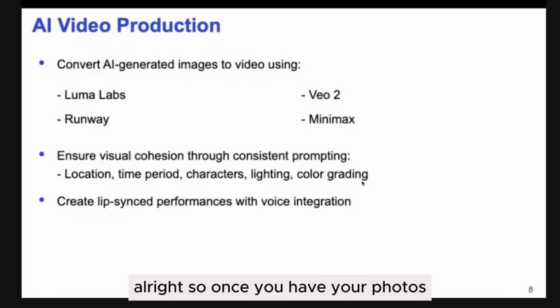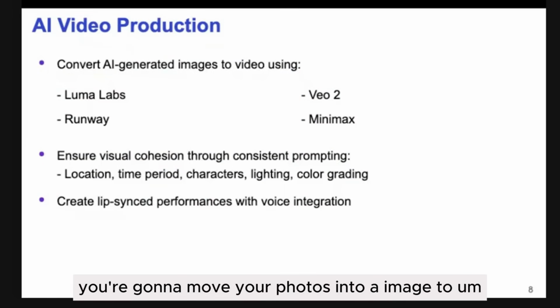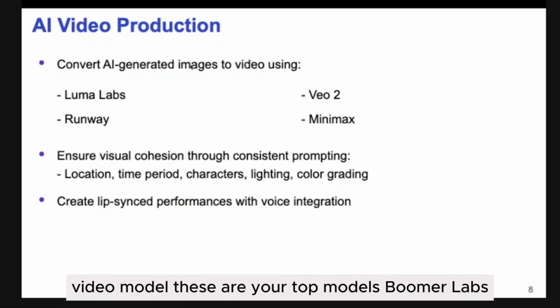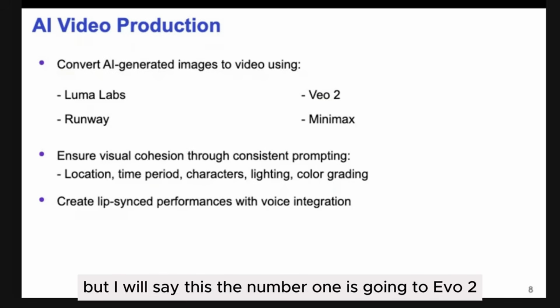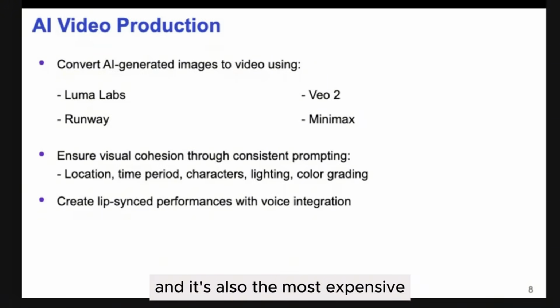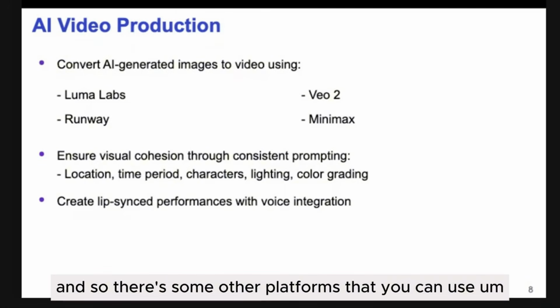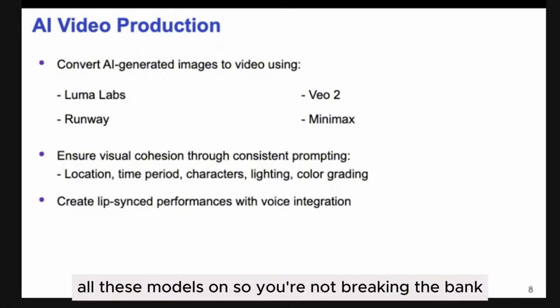Right. So once you have your photos, you're going to move your photos into an image to video model. These are your top models: ElevenLabs, Runway, VO2, Minimax. And so some of them have free tiers for trials, but I will say this, the number one is going to be VO2, and it's also the most expensive. And so there's some other platforms that you can use all these models on, so you're not breaking the bank.